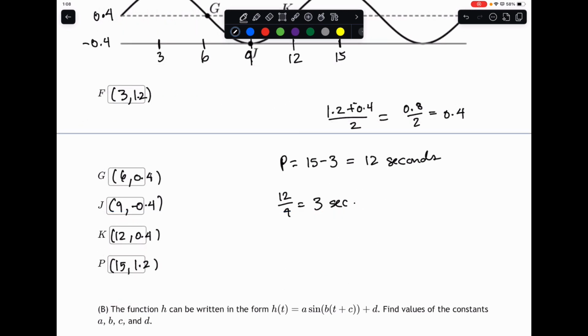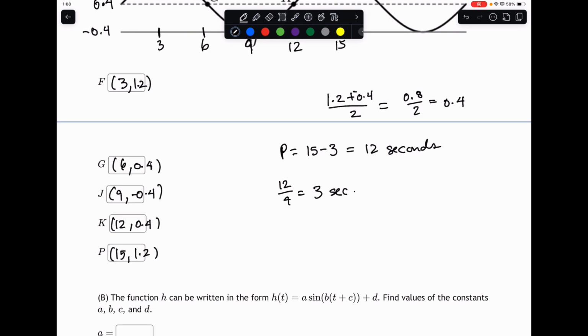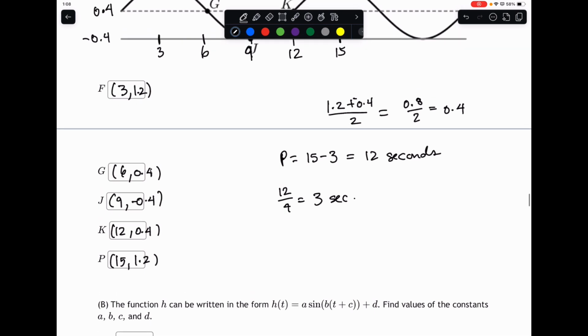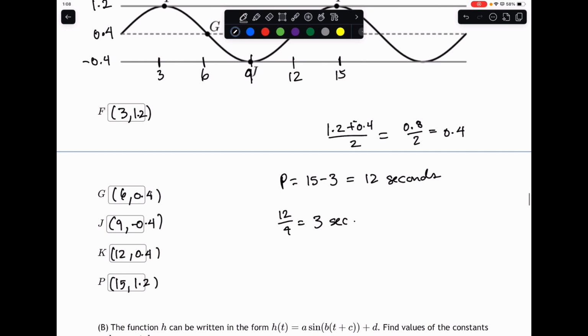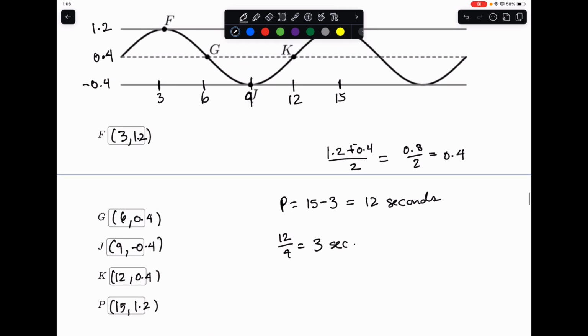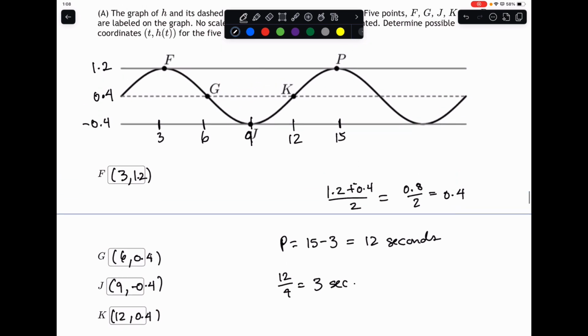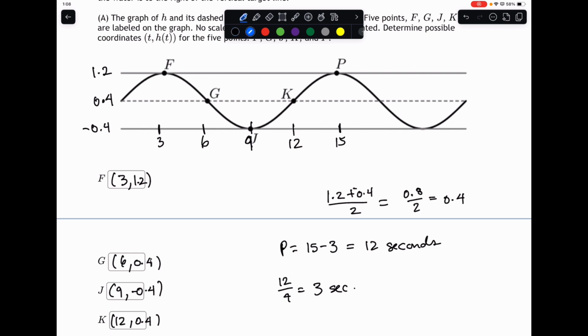So here are the coordinates for F, G, J, K, and P respectively. Of course, your y values cannot change, but you could possibly have different x values depending on where you start. Had I decided to start at 3 here, then this would be at 0, then negative 3, negative 6, and negative 9. So that could also be an option, but we'll keep it like this.